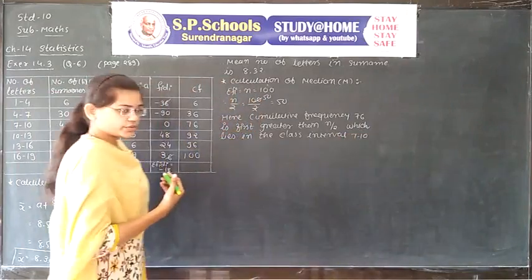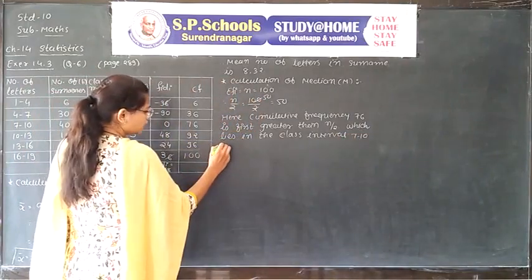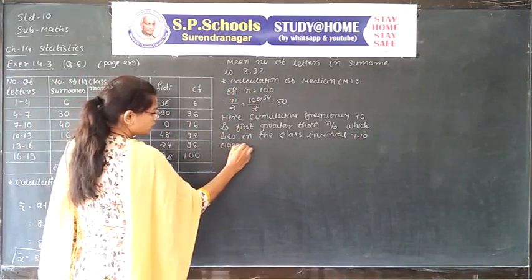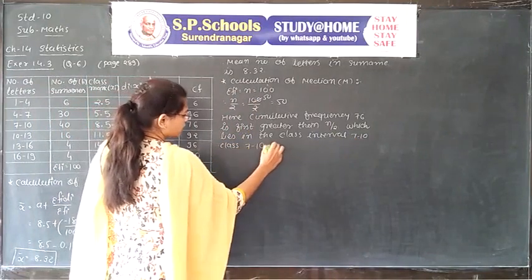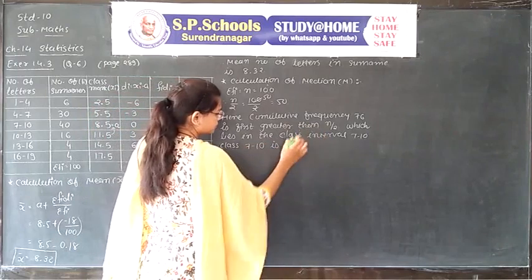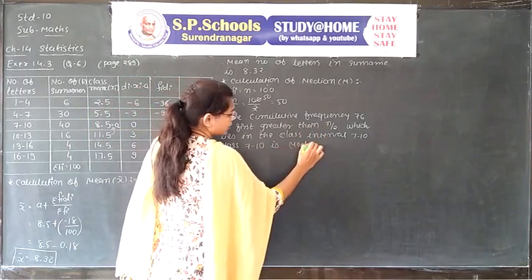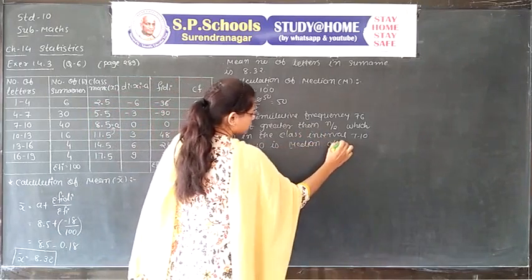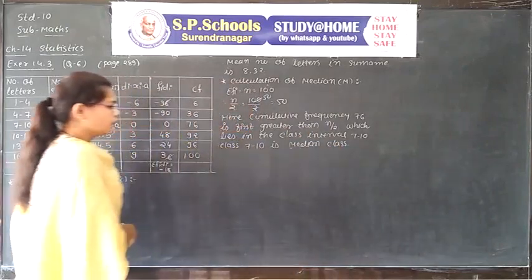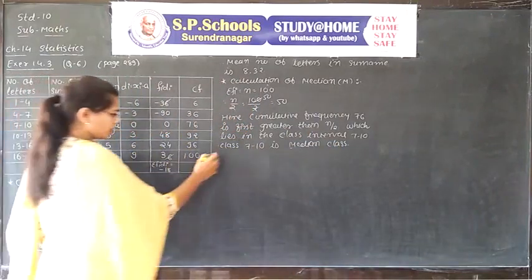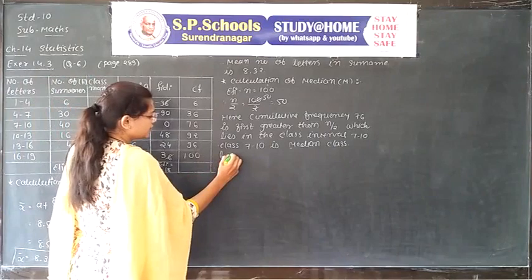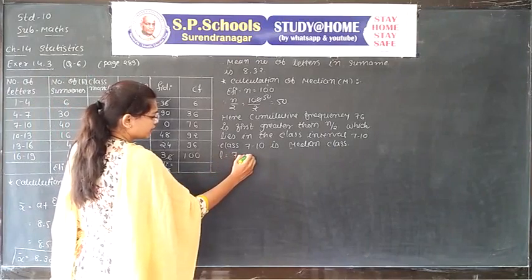So that 7 to 10 is our median class. Therefore, class 7 to 10 is the median class. Now we decide the median class. Now we require L. L is equal to the lower limit of the median class, 7.